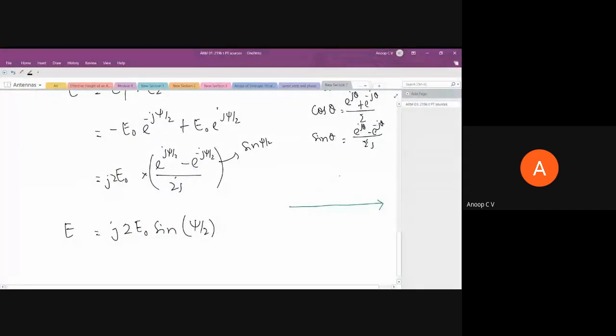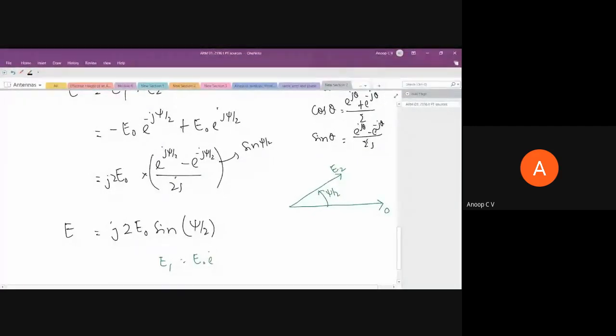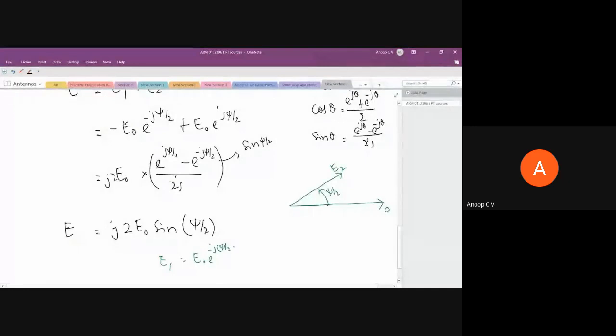E2 is leading the phase reference by an amount psi by 2. So this is my E2, and E1 is what? E1, if you remember, is E naught e power minus j psi by 2, plus pi. So what I should measure is psi by 2 plus pi in the anti-clockwise sense.